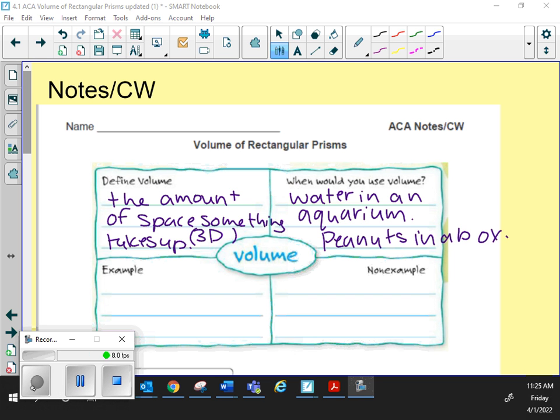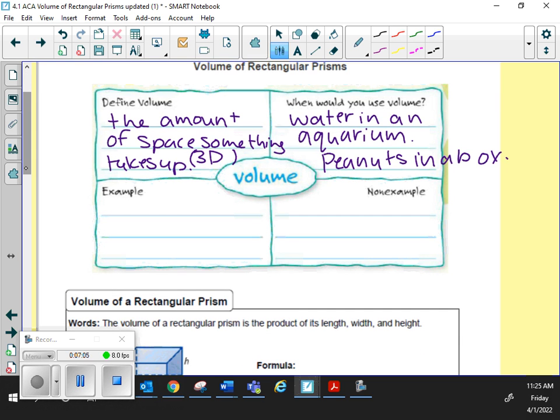Alrighty, so that's going to be sort of the same thing over here. The example and when would you use it, I would say it's first. You can put more examples over there. When you use volume, it's just talking about how much space. I should have maybe put all those examples over here, but it's fine.